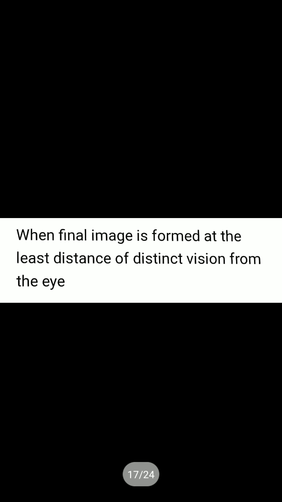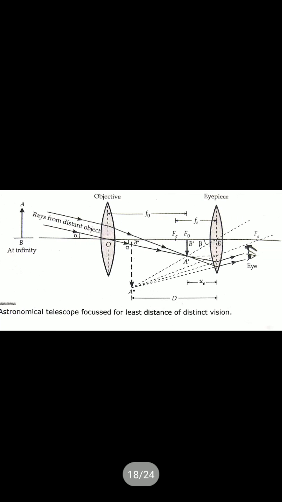Now when the final image is formed at the least distance of distinct vision from the eye, this is the ray diagram for that, and the magnification will be this one. You just remember this, the proof is not included in your syllabus. M equals minus f0 by fe times (1 plus fe by D).